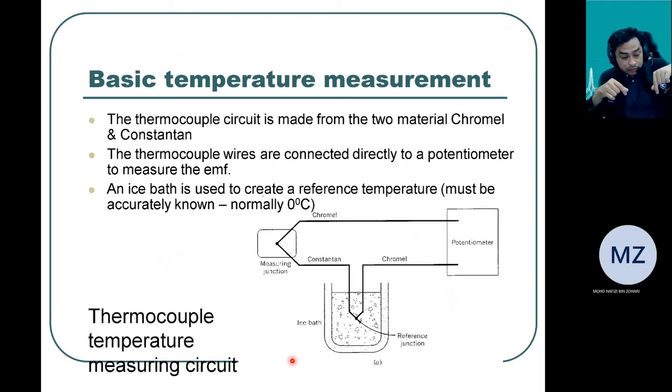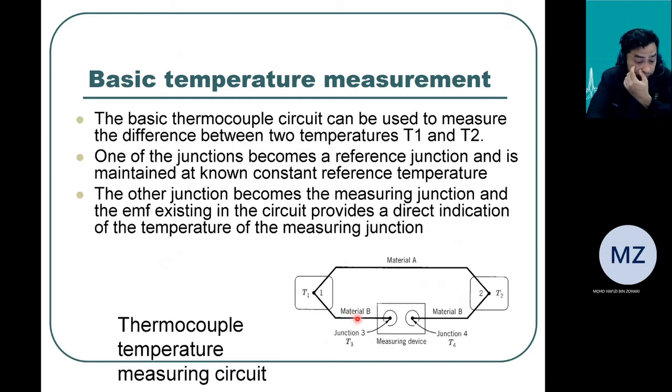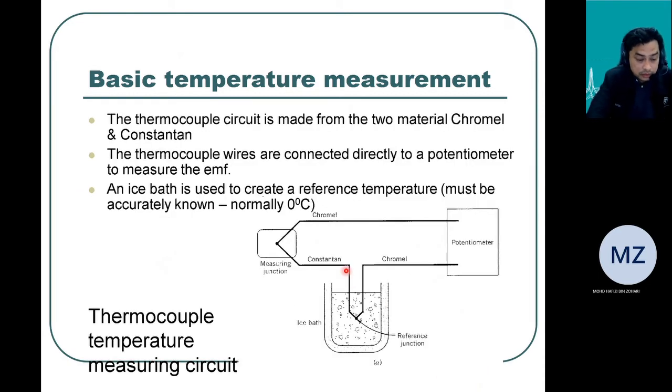For this case, if you look at the flow here, this one connects to the EMF reader. This chromel connects to the EMF reader, meaning that chromel is material B, because material B is connected to the potentiometer here. So constantan is material A. It's material A. All right.